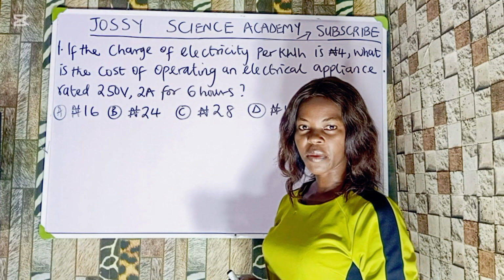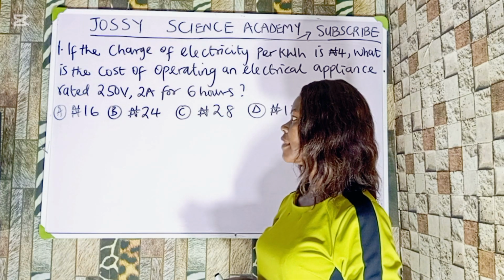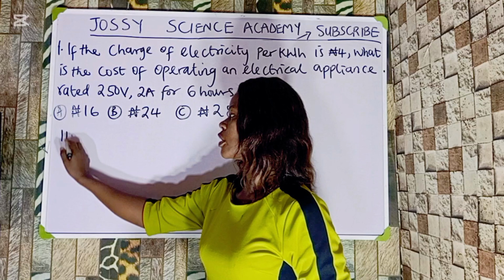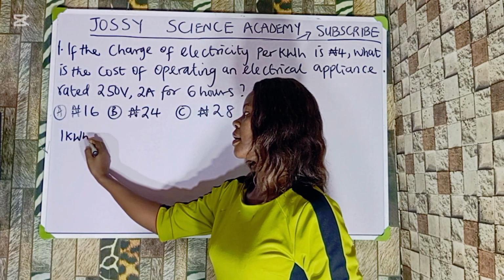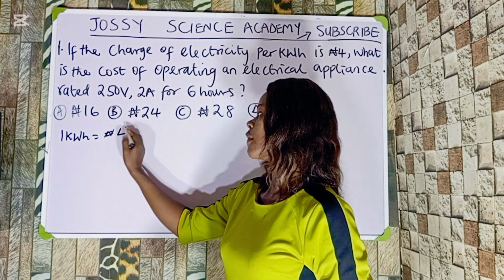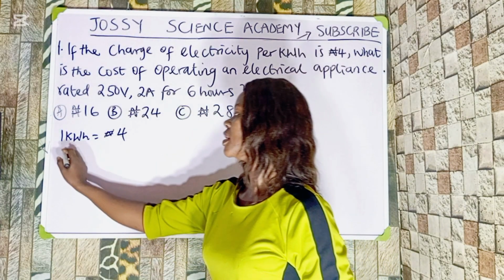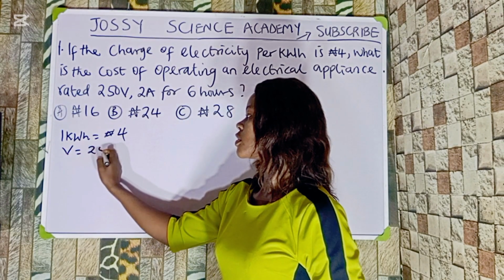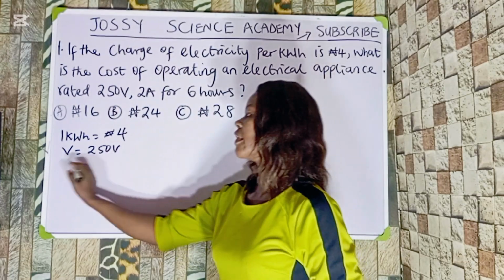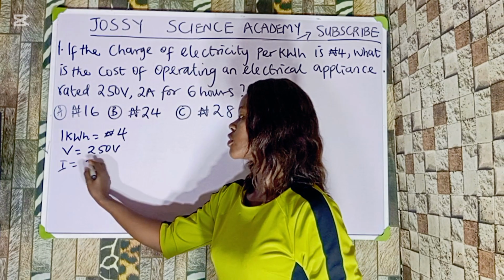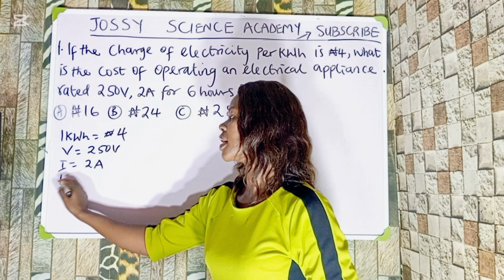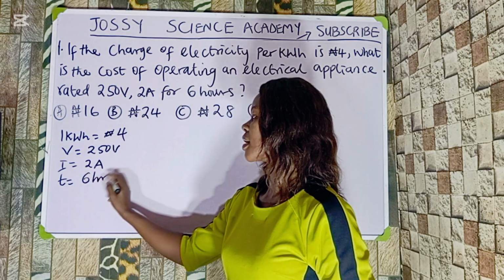For us to solve this problem, let us set our parameters. We are given the cost. So 1 kilowatt hour is equal to 4 naira, right? Now we are looking for the cost, but we are given the PD, potential difference, to be 250 volts. Now we are given the current to be 2 amperes. Then the time to be 6 hours.